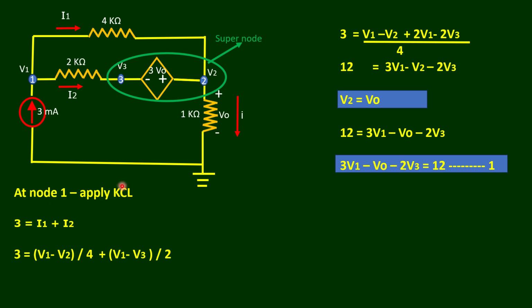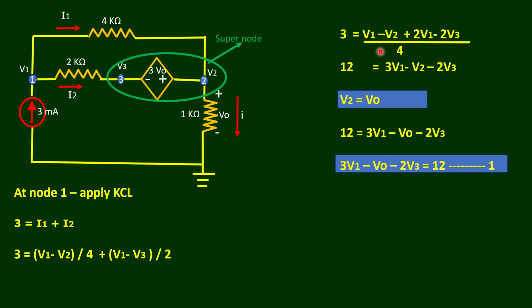At node 1 we are going to apply KCL. Here we have 3 paths available. This 3 milliamps current is flowing into this node, and I2 is leaving, similarly this I1 current is also leaving. So the incoming current is equal to the sum of the outgoing currents. So 3 milliamps is equal to I1 plus I2. I1 can be written as V1 minus V2 divided by this 4 kilo ohm. And here it is I2. I2 can be written as V1 minus V3 divided by this 2 kilo ohm.